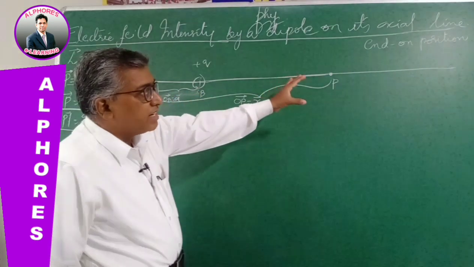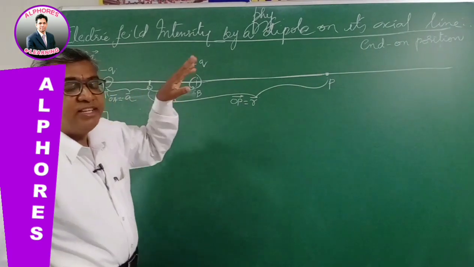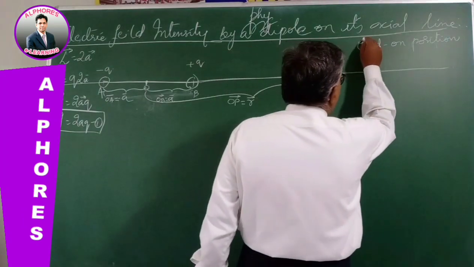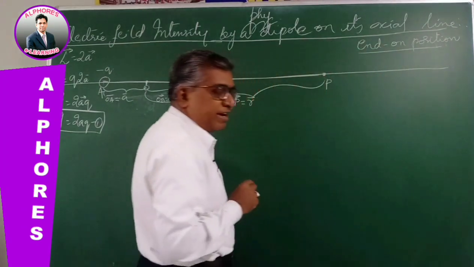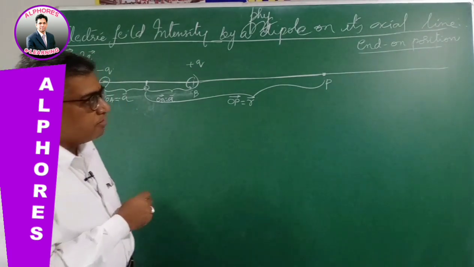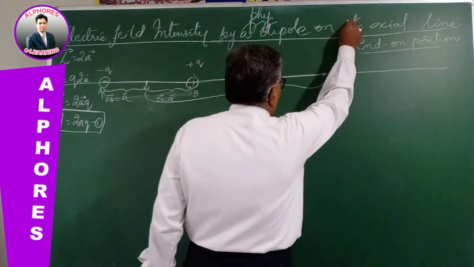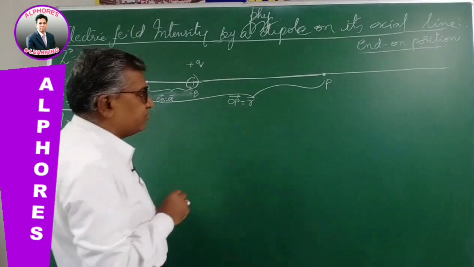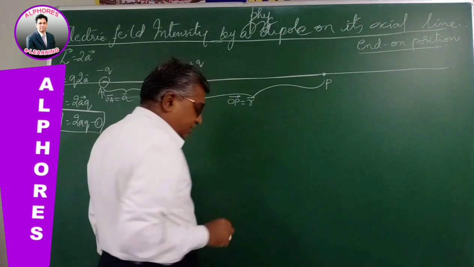Now we have to find the electric field strength at this point. It is also termed as the end-on position. This is another way of spelling it. At a point on the axial line, or sometimes it is also called the end-on position, so you better remember. At a point on the axial line or on the end-on position, here we have to find the electric field intensity.